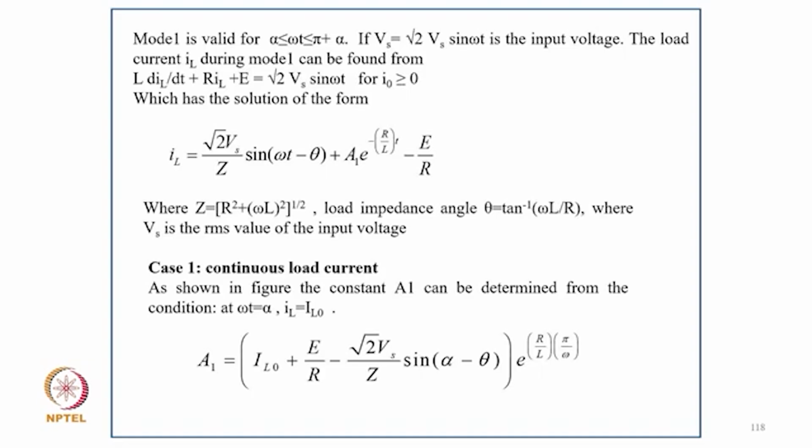And case 1 is a continuous load current as shown in the figure. A1 can be determined from the condition ωt equal to α, iL equal to IL0.